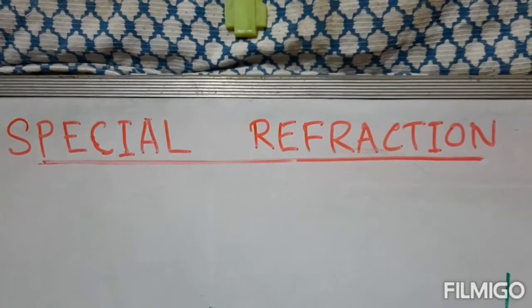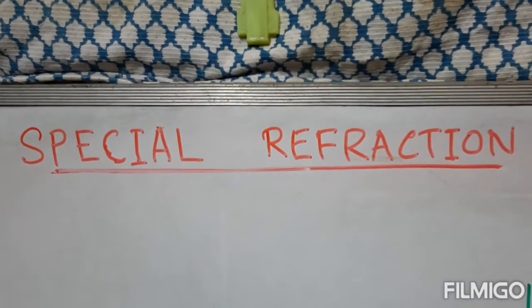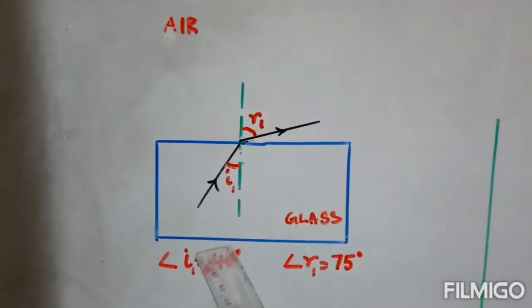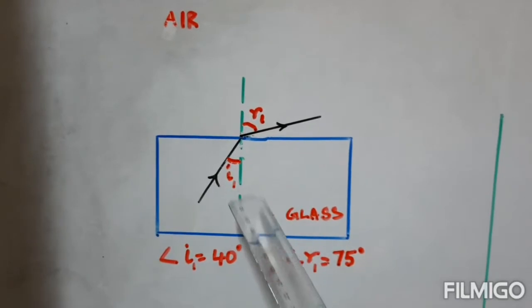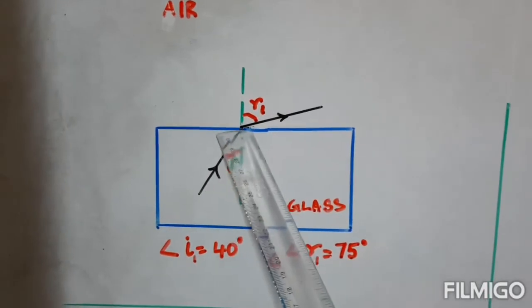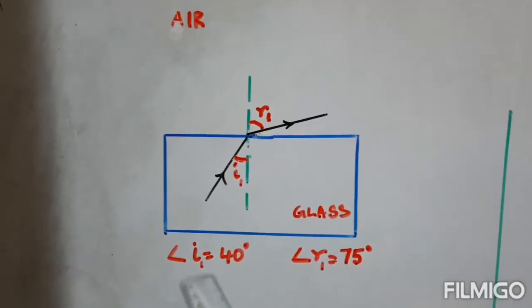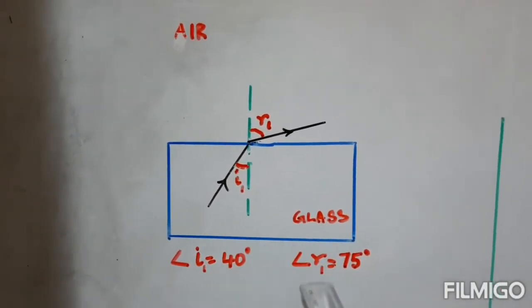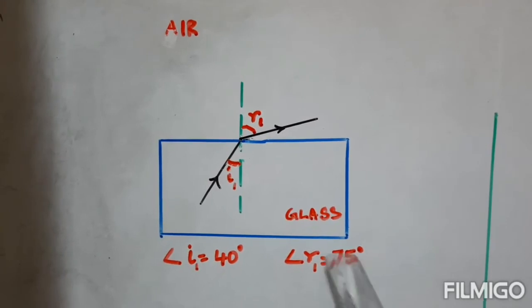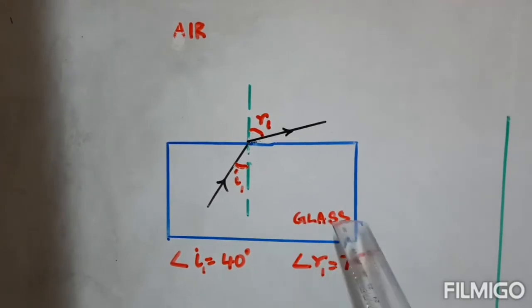Today we are going to learn about a special type of refraction where light rays travel from denser to rarer medium. In this diagram, a light ray travels from denser to rarer medium, glass to air, and so it moves away from the normal. If the angle of incidence is 40 degrees, then the angle of refraction will be nearly equal to 75 degrees. We can calculate this because we know the refractive index of glass is 1.5.